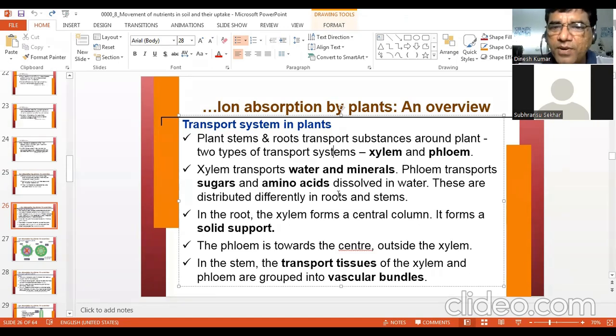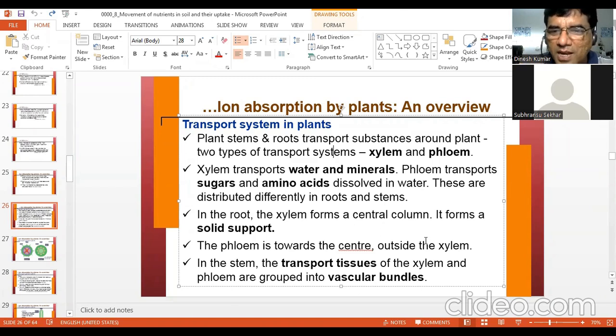These are distributed differently in roots and stems. Differently means it depends upon the nature of the plant, the kind of plant. Some may accumulate more in the root, like root vegetables. Some may accumulate more in their leaves. Some may accumulate more in stems. So they use different parts, as per the nature of the plant.